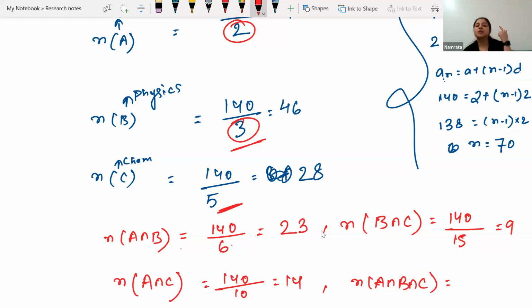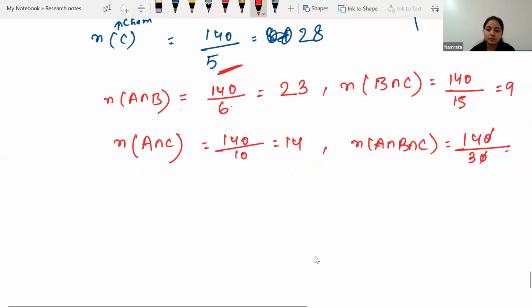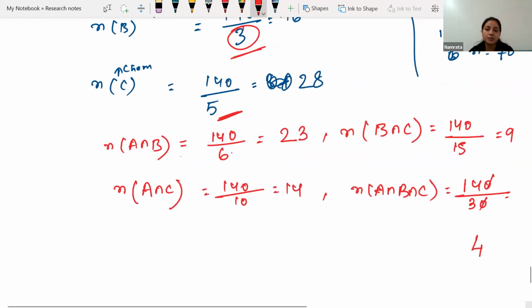Now what about n of A intersection B intersection C all together? Let's multiply: divisible by 2 case, divisible by 3, divisible by 5. So 2 into 3, 6, 6 into 5, 30, right? So 140 divided by 30, it will be 3, 4 times 12, 4 point something. So we can take 4 only. As I said, we will be taking the integer.